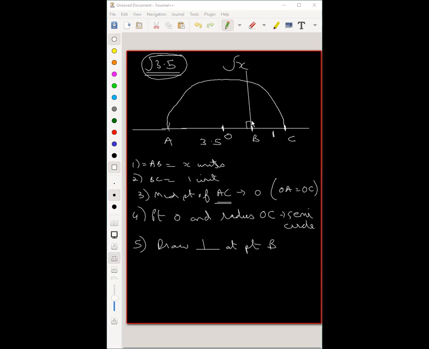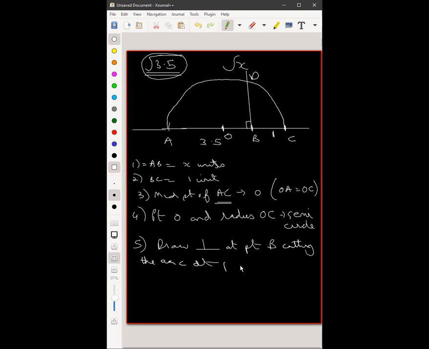Is this clear? So we draw a perpendicular line cutting the arc at point D, right? BD will become root 3.5. So whatever this BD line is, this becomes root 3.5.